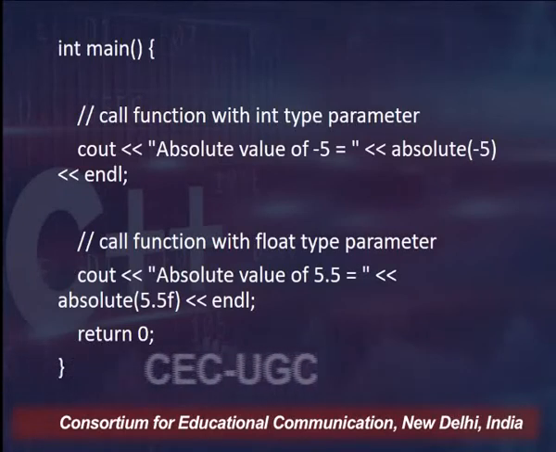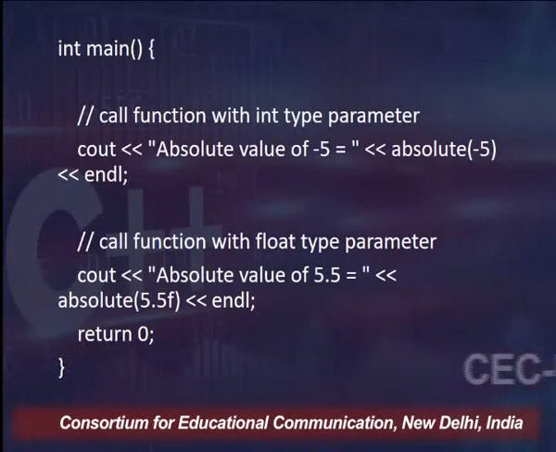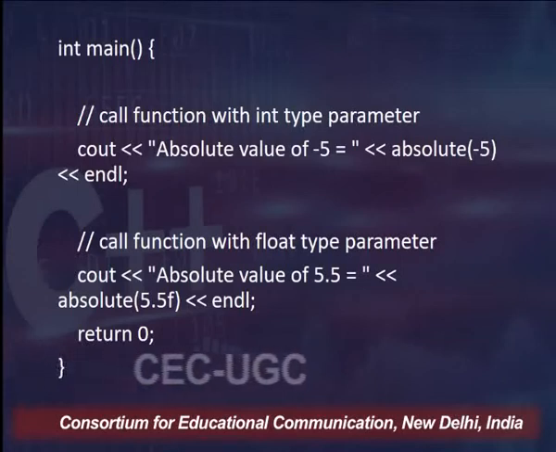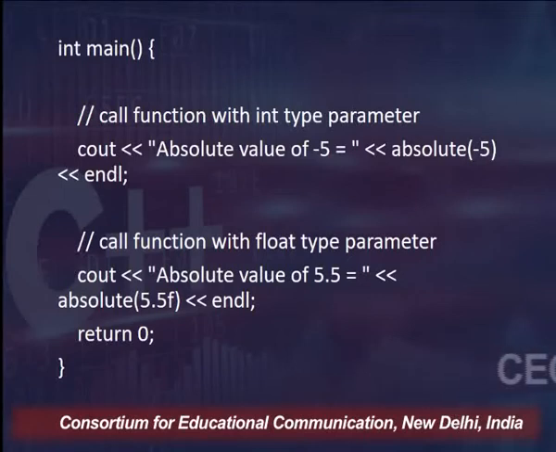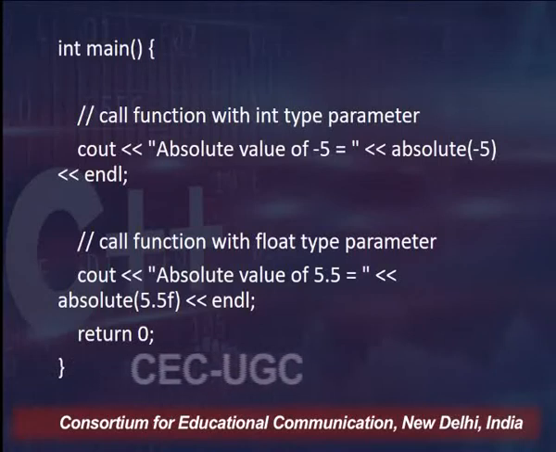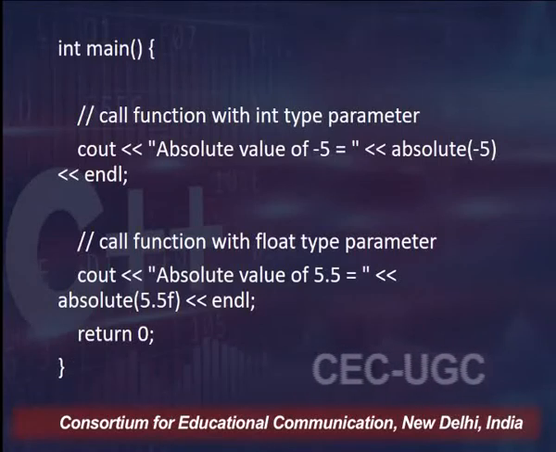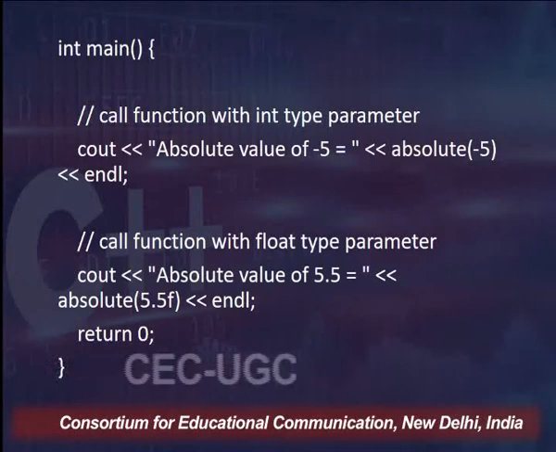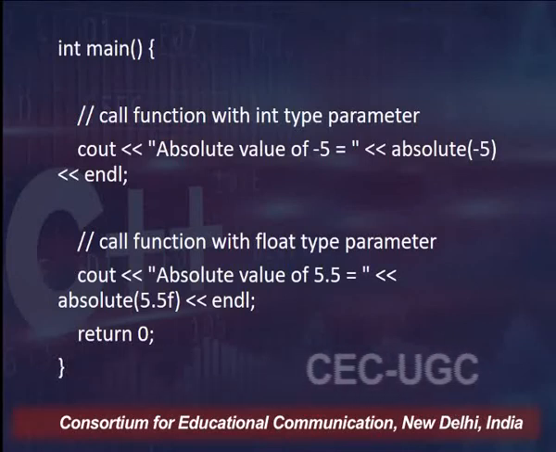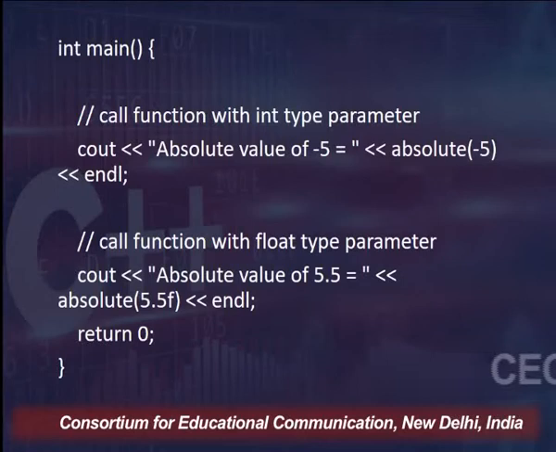In the first statement, cout prints, in double inverted commas, absolute value of minus 5 is equals to, as it is, and the first call to absolute goes with minus 5. Here minus 5 is nothing but an integer value, right? So this particular statement is going to call the version of absolute which is written for the integer variable.